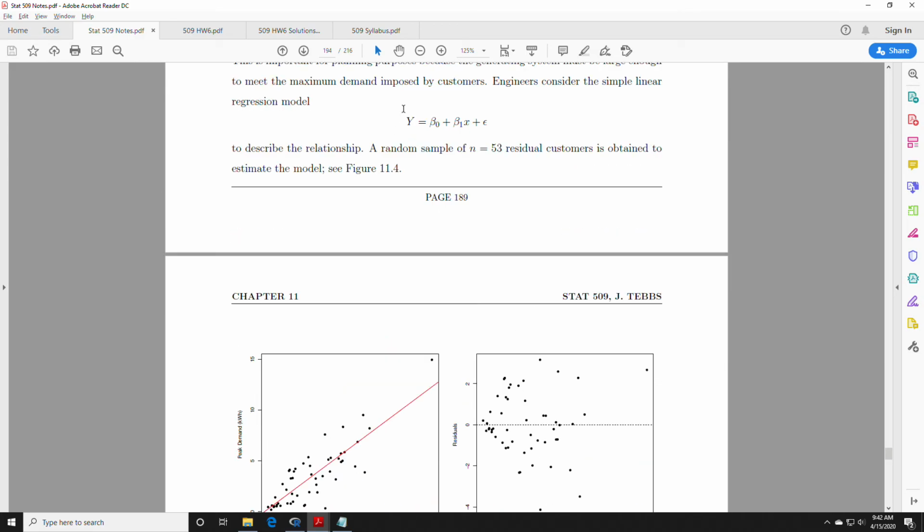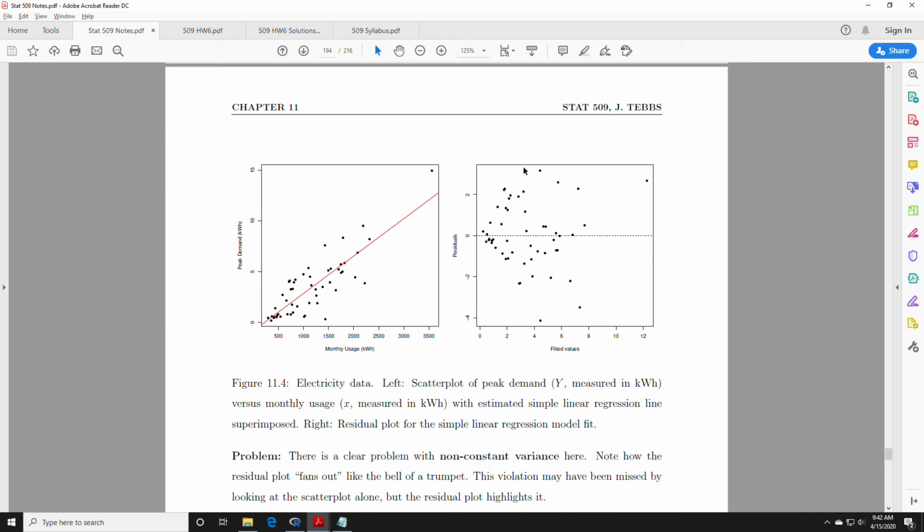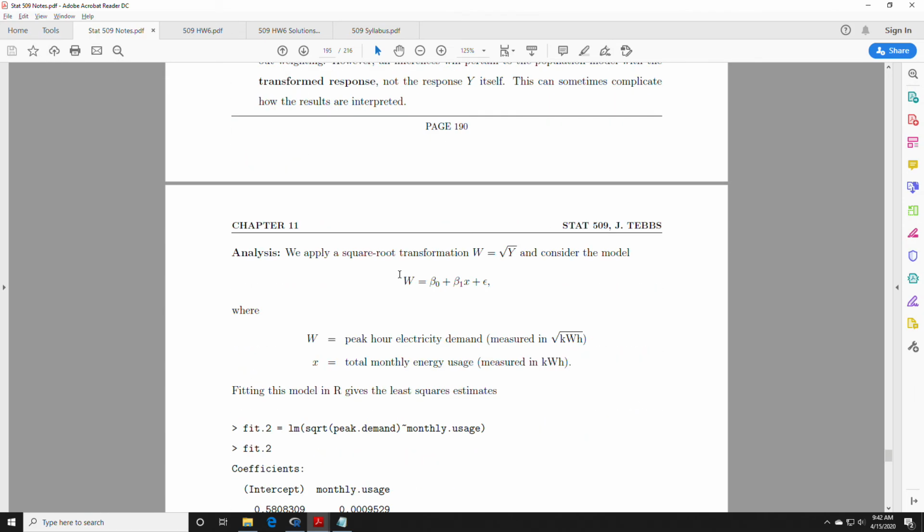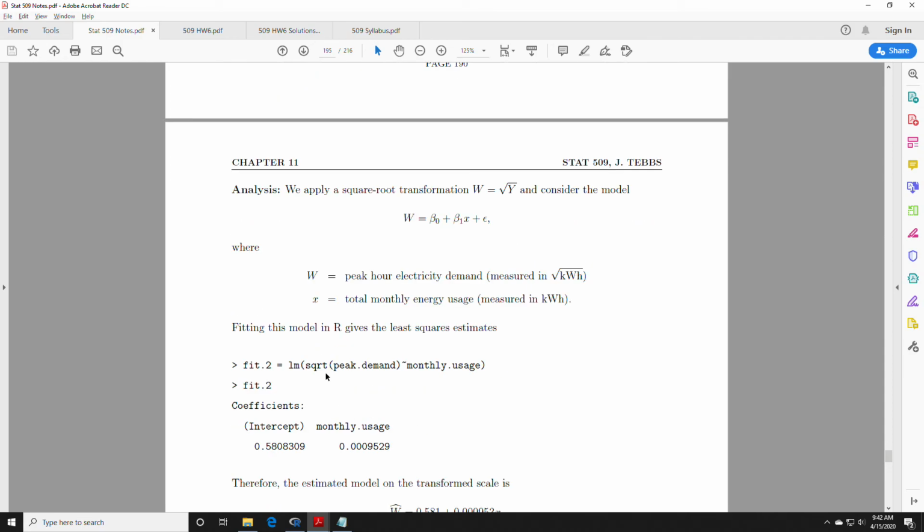If you transform that, sometimes you could fix this. To do that, here's an example. Normally we have lm y tilde x, where peak demand is y. Here we're doing the square root transformation, so you can see he's putting sqrt(y) tilde x. If I wanted to do natural log, then I would just put log(y) tilde x.